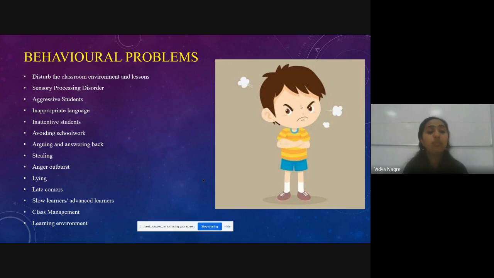Avoiding schoolwork. You can give a certain kind of motivation to that child. For example, if they are nursery-going children, then you can give badges for completion to the students who are completing the task. That may motivate other students also to finish the work in order to get that badge.